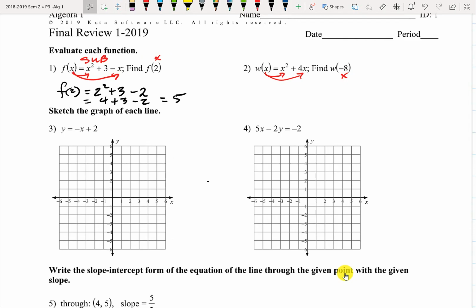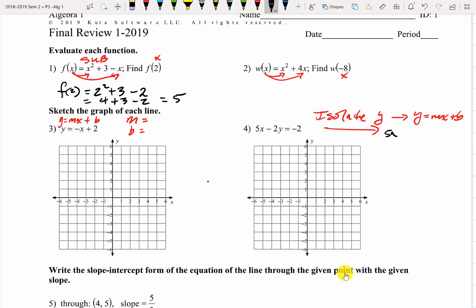Okay, so on this next one, I'm going to do number 4 instead of number 3, because number 3 is too easy. It's in slope-intercept form. So you're given the slope and the y-intercept, and you have to decide what the slope is and what the y-intercept is. Over here, you have to isolate y and get it into slope-intercept form, which is y equals mx plus b. So I'm going to do this one instead.